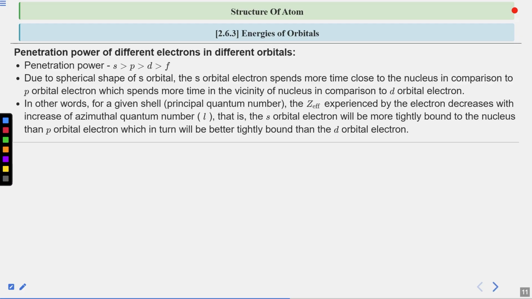Okay. If you have a doubt, you can write it in the chat section. It is open for all of you. I guess this point is clear to all of you, why the penetration power order goes like this and why we get a different energy order in case of a multi-electron system.